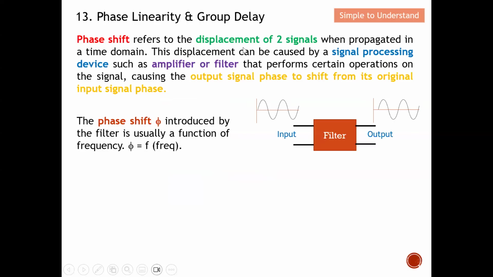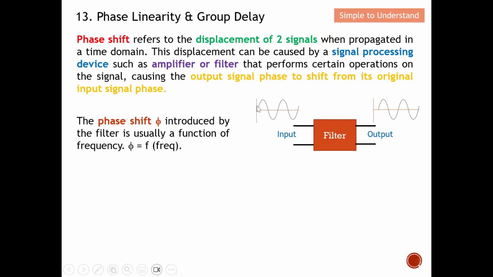So this displacement can be caused by a signal processing device such as an amplifier or filter that performs certain operations on the signal, causing the output signal phase to shift from its original input signal phase. Let me put this into simpler words to understand better. For example, we have a signal entering into the filter. As I mentioned earlier on, there is no perfect filter.